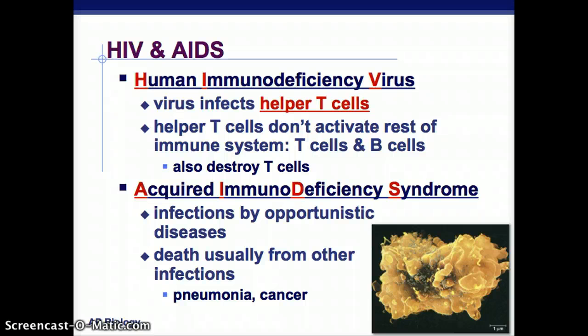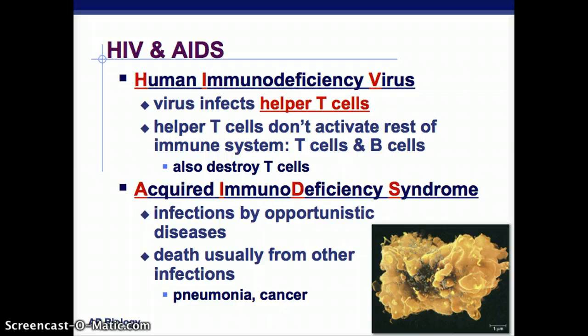So there's a virus that infects the helper T cells, and so the helper T cells don't activate the rest of the immune system, the T cells and B cells. So the helper T cells get infected, and then they just sit around. They don't go alert anyone and say, "Hey, come over here." It also destroys the T cells.